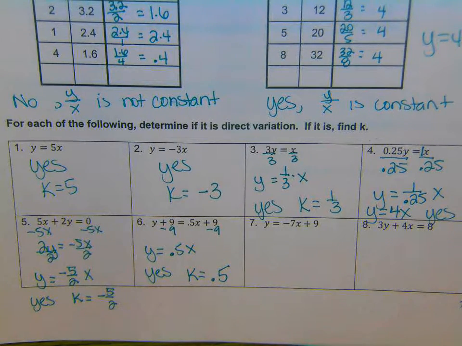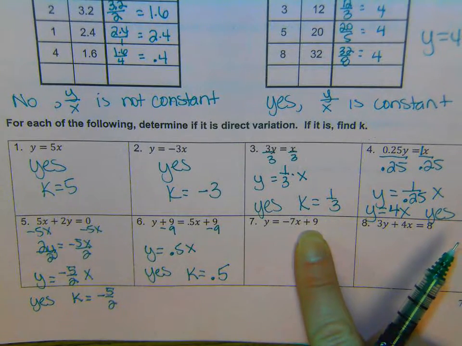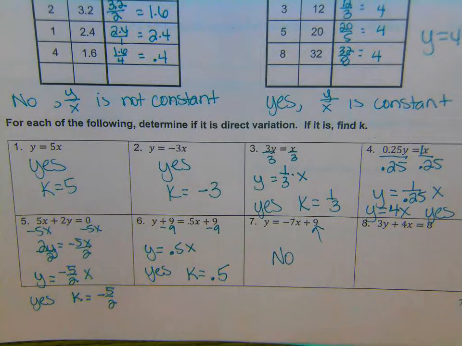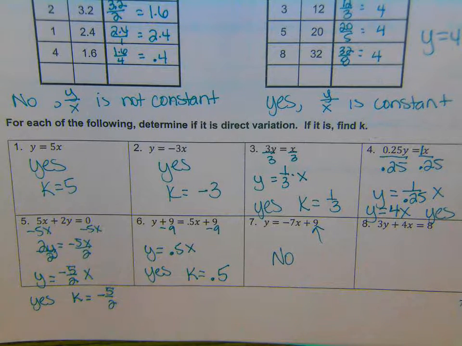Okay, 7. Is y alone? Yes. Does this look like y equals k times x? No, because it has a plus 9. So this is not direct variation. Don't try to find k then, because it doesn't have one. We don't answer the rest of the question. If it's not direct variation, there's no constant of variation.